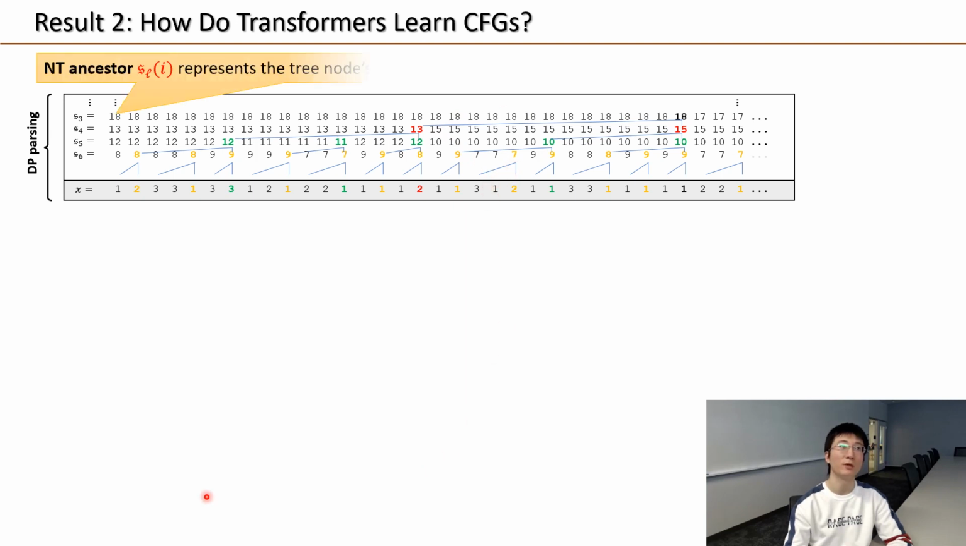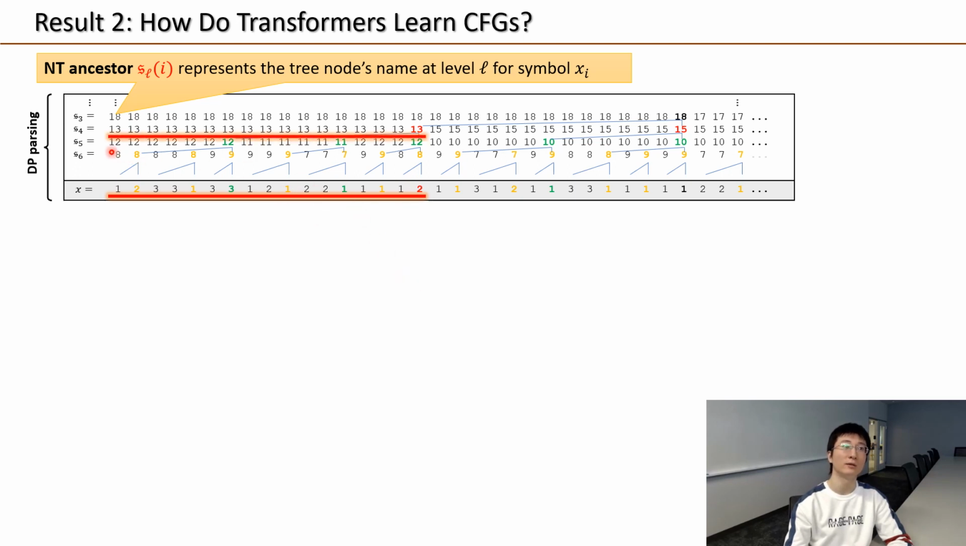Then I'm going to define something called NT ancestors, or s_{l}(i), to represent the tree node's name at level l for symbol x_i. For instance, for the symbols here, their NT ancestors on level 4 would all equal 13. That's the node name on this level for this sequence. And for the symbols here, their NT ancestors on level 4 would equal 15, but their NT ancestors on level 3 would equal 18 and so on.